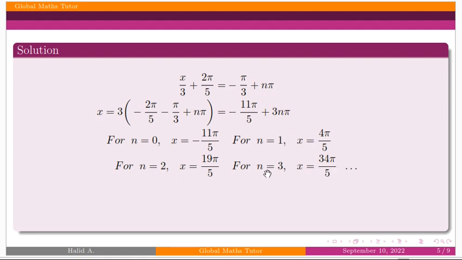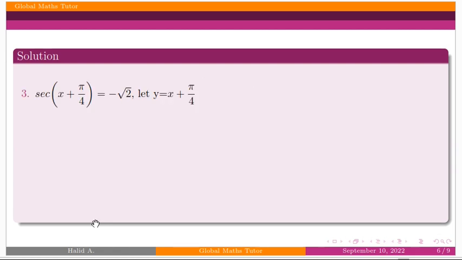From this list of solutions, we will select the solutions which are in our domain. Remember, our domain is 0 to 2 pi. So the only solution in our domain will be 4 pi over 5. 4 pi over 5 will be the solution for x. Let's proceed to the next question.